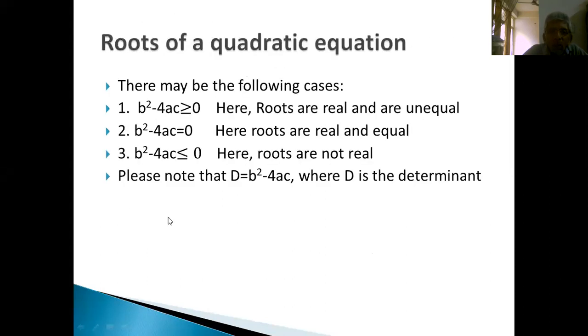Here I had shown you that when D is equal to b square minus 4c, when this is 0, then the roots are equal and real.